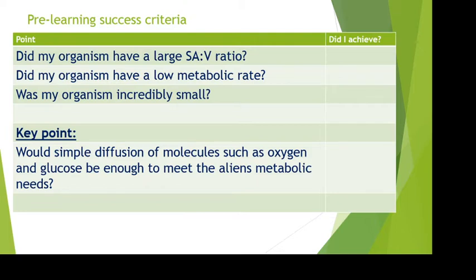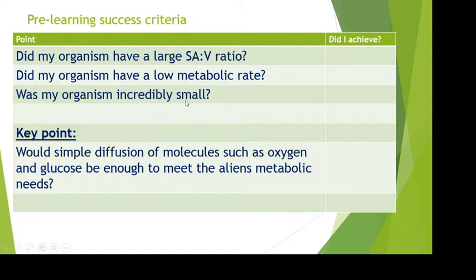Did your organism have a really large surface area to volume ratio? Because if it did, that's a good start. If you've got a large surface area to volume ratio, you should be able to diffuse so much in, oxygen, glucose, the things you need, that you wouldn't need a transport system to spread it around. Did your organism have a low metabolic rate? Was it slow, really lethargic? Because if it had a high metabolic rate, that would say it was quite an energetic little alien, and then it would be quite difficult to get that quantity of oxygen, glucose, mineral ions to the different cells in time.